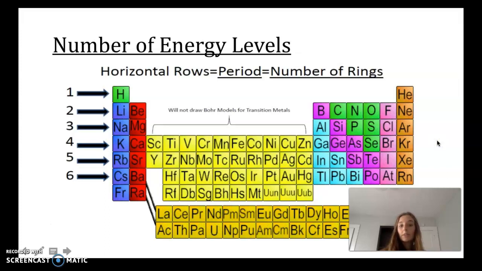Again, our number of energy levels is the same as our period, or our number of rings. So if we look at this periodic table of elements and I'm drawing the electrons in my Bohr model for, say, helium, we only have one ring around the center because it's in period 1, versus 2 rings for period 2, if I was doing anything from lithium to neon, and then any element from sodium to argon will have 3 energy levels.